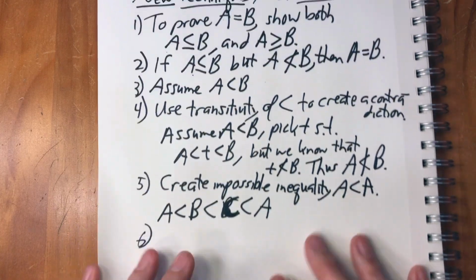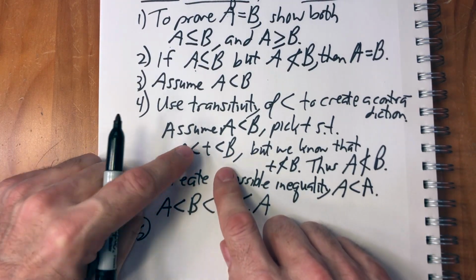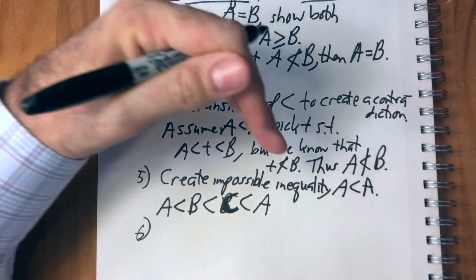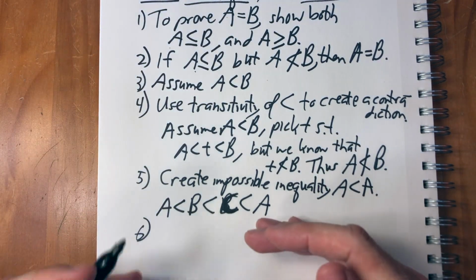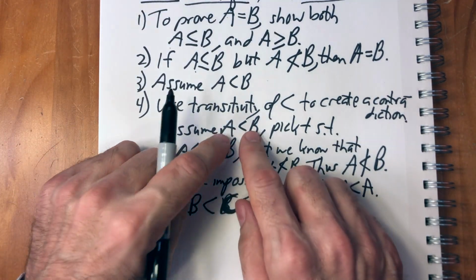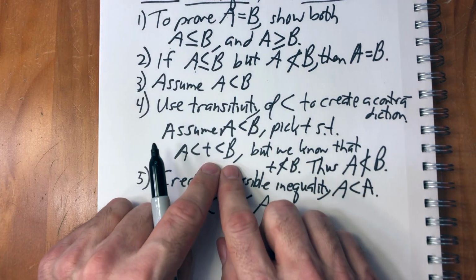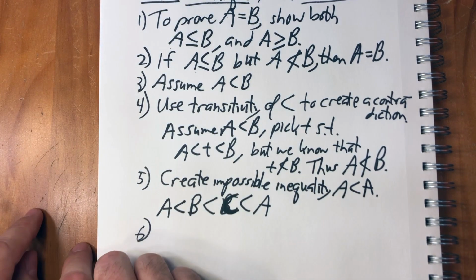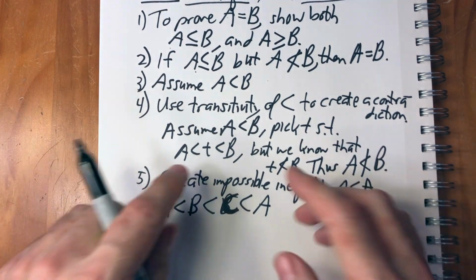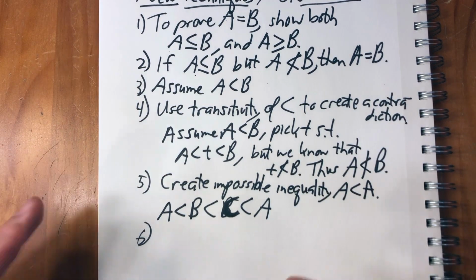So in all of these, what you're doing is you're finding something that you know more about in order to say, but if this is true, but we already know that this is true, but then that would mean that this is true, which is impossible, so this must be wrong, okay? It's just like always assuming the opposite.